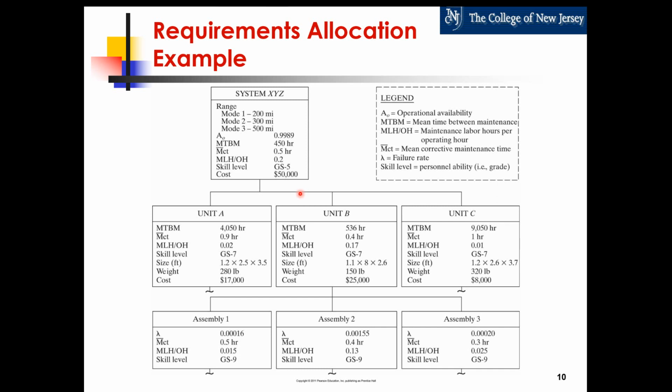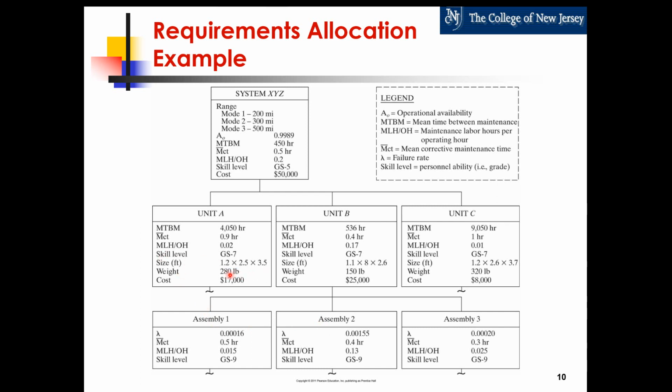even things, for example, like size and weight. So if the overall system is to cost 50,000, then you can start allocating the cost to the different units, and you know that the addition of these 3 cannot be more than 50,000.